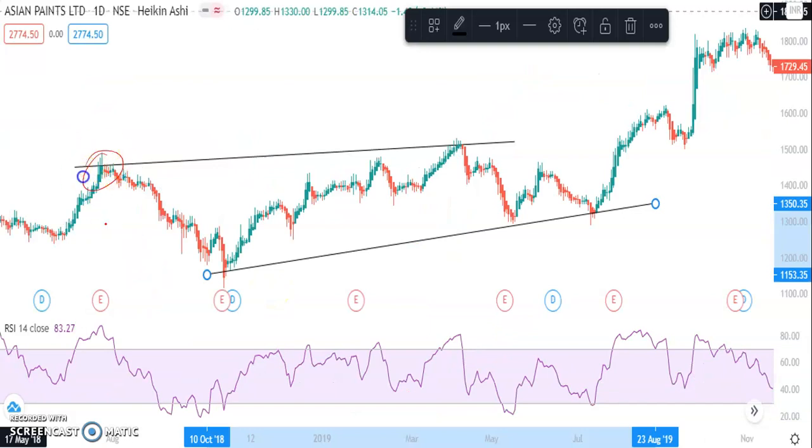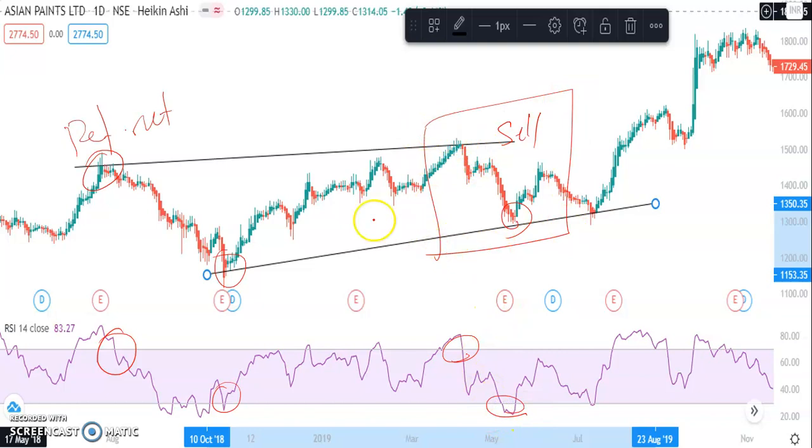Again, we have a reference setup here. We'll take a sell position here, and then exit here. Okay, this is our trade setup.